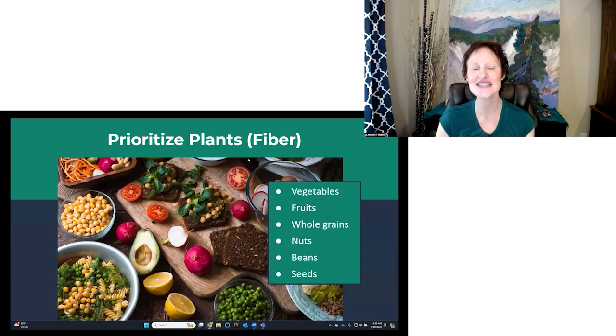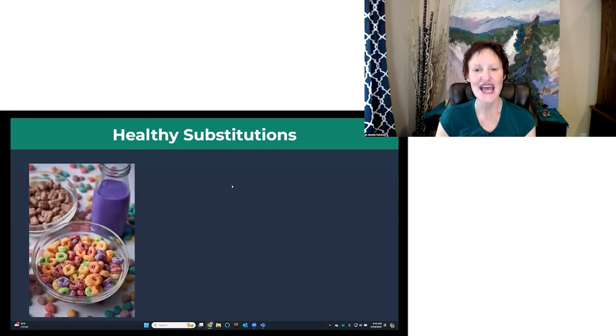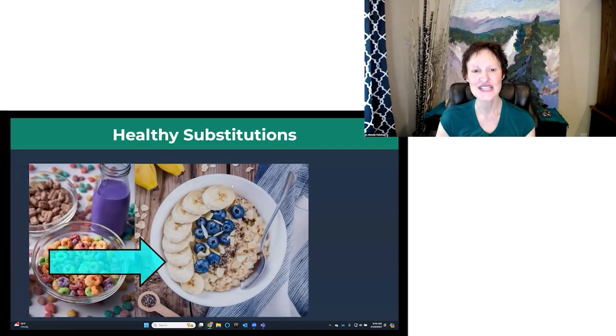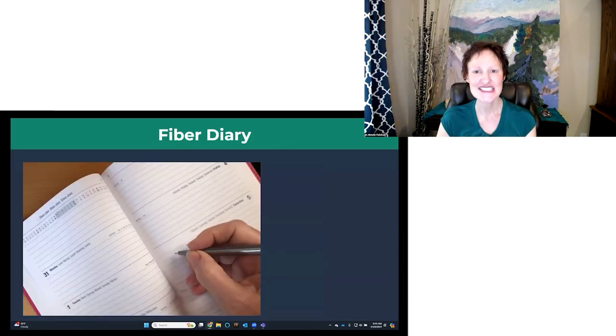So we want to prioritize our plants. Fiber is fabulous for females. Vegetables, fruits, whole grains, nuts, beans, seeds; limit or avoid ultra-processed foods. Help make those healthy substitutions. So instead of those Fruit Loops, and I don't even know what that purple drink is, eat maybe some steel-cut oats with, it looks like, some chia seeds and some almonds and blueberries. Eat nourishing snacks.